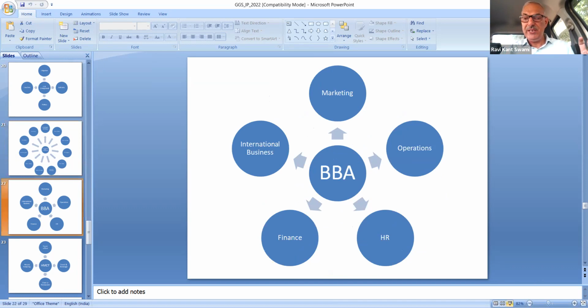If you do BBA, BBA is Bachelor of Business Administration. There are 5 areas in which you can have a career: marketing, finance, HR, operations, international business. Generally people do MBA after BBA, but these days the trend has changed. People do BBA, they go for a job, they work for 5 years, and then they do MBA. This is the Western model, which has fast been adopted by our country. So if you do BBA, these 5 career options are available for you.